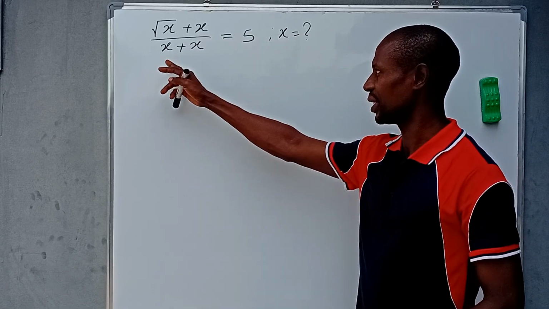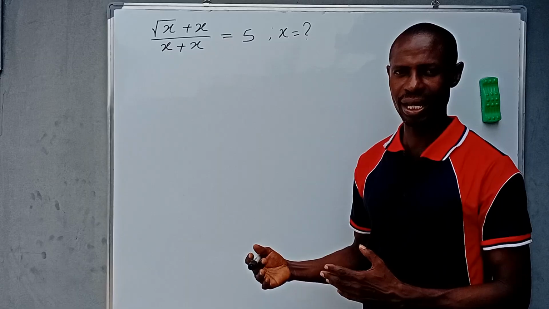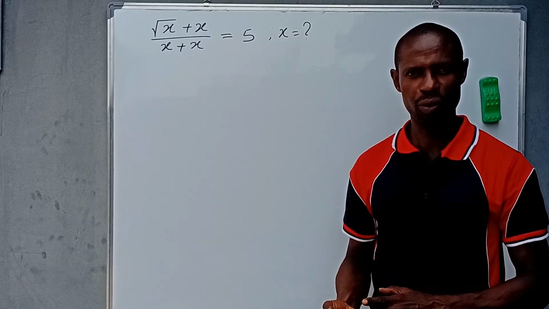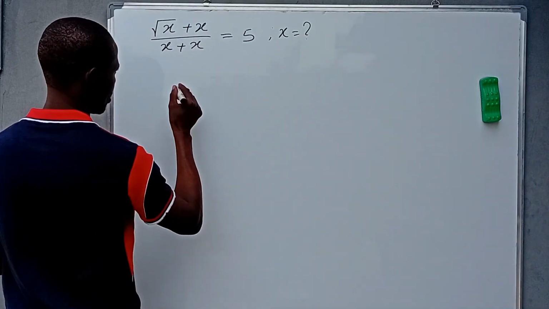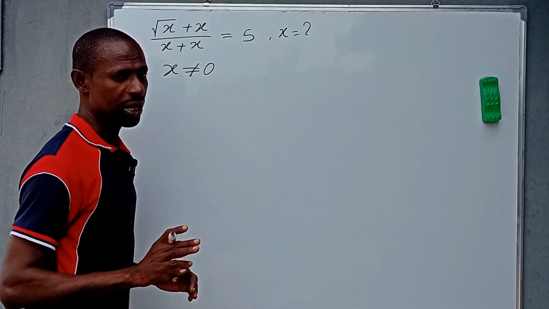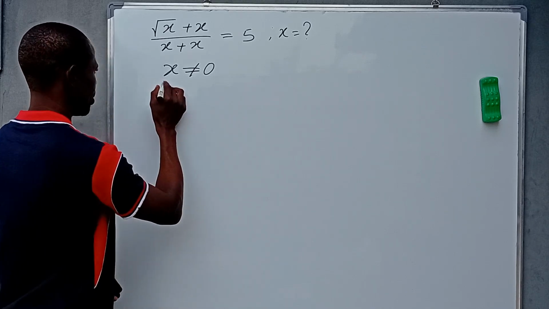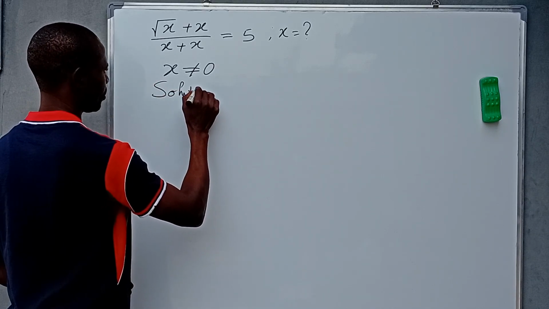Now, since we have x in the denominator here, we have to note that x can never be equal to 0. So the first assumption here is that x cannot be equal to 0. Okay, so let's take our solution on how to solve this.